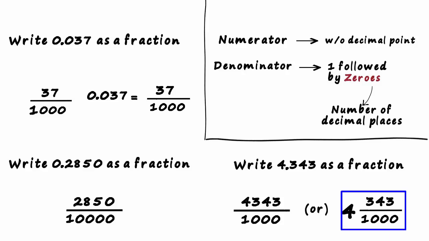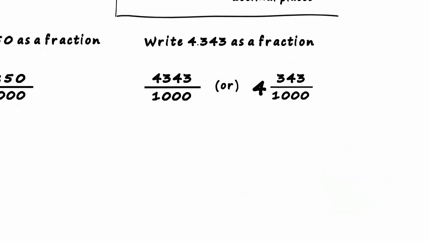This becomes the mixed fraction form. This is the whole part and this is the proper fraction part. If you convert this mixed fraction to an improper one, you will get 4343 by 1000. But how do we actually understand all this?